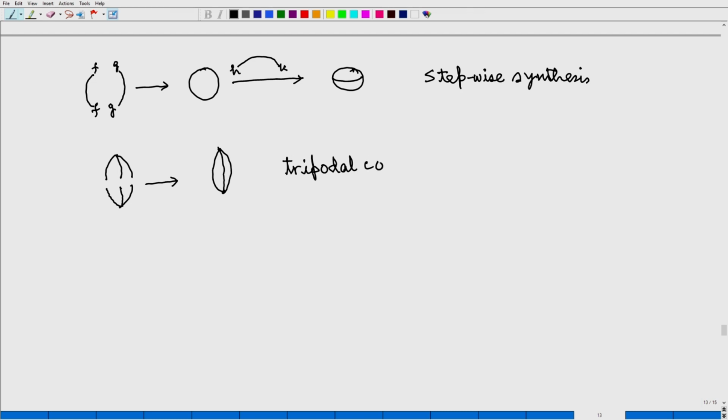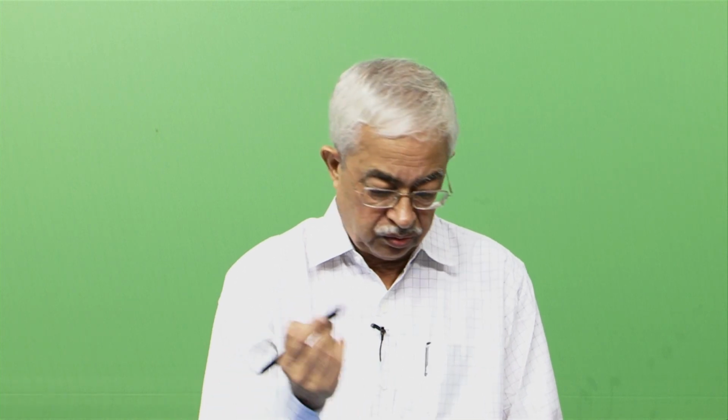Tripodal coupling. Tripodal coupling is the synthetic method we adopted first, and since then it is now being used all over the world. It is a very easy process. Tripodal coupling is a very easy synthetic route for this kind of molecules.